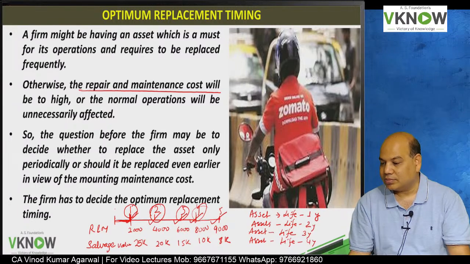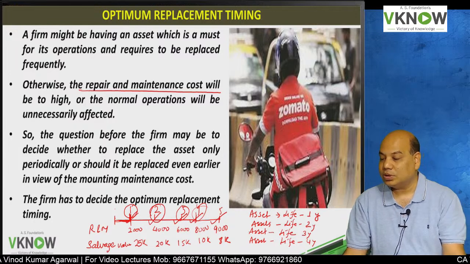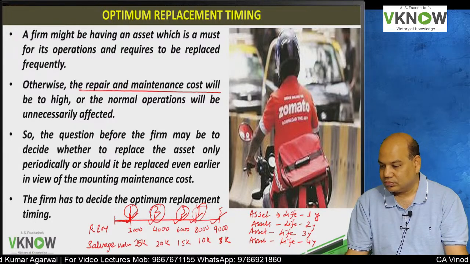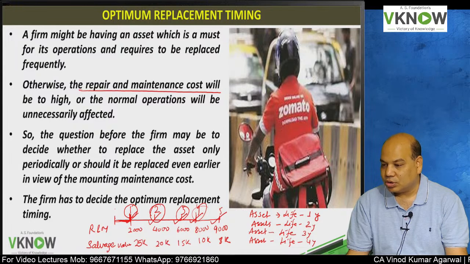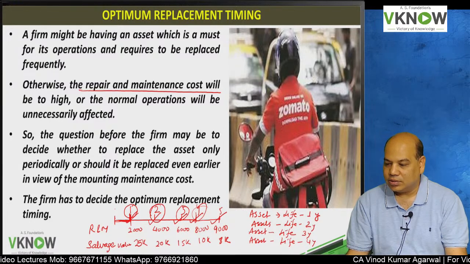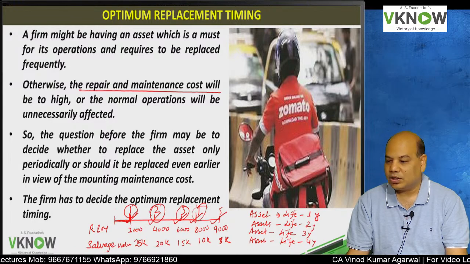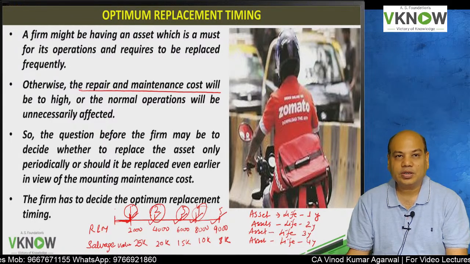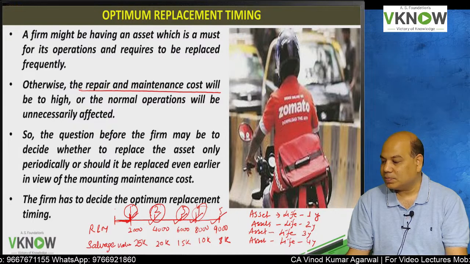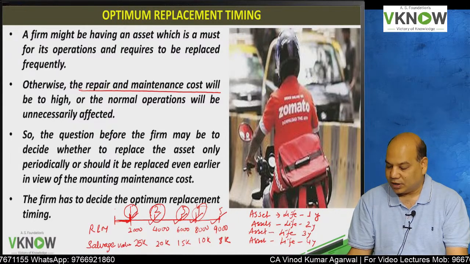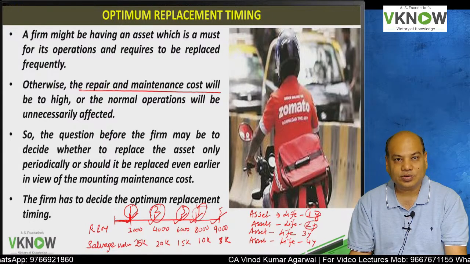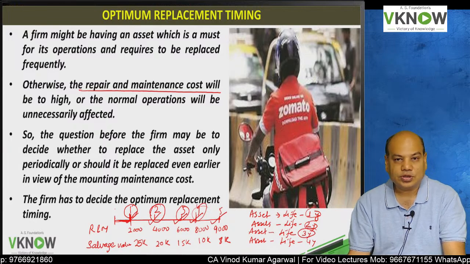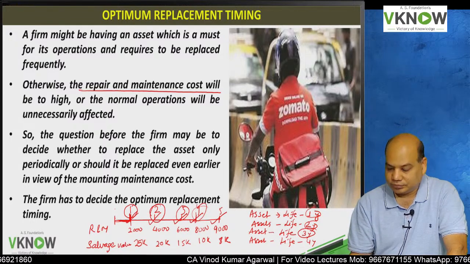So how do I compare them? Should I compare them only on the basis of present value? Or should I compare them on the basis of EAC or EAB? Option 1, present value. Option 2, compare their EAC or EAB. What is per annum usage cost if I replace every year? What is per annum usage cost if I replace every 2 years? What is per annum usage cost if I replace every 3 years?